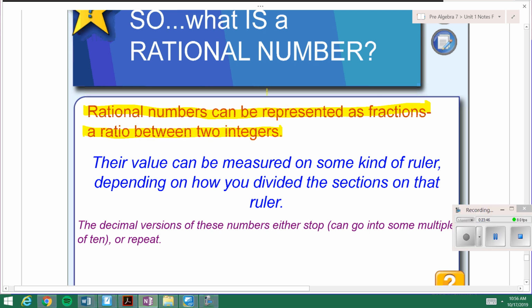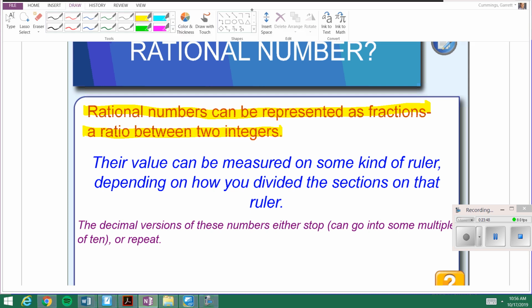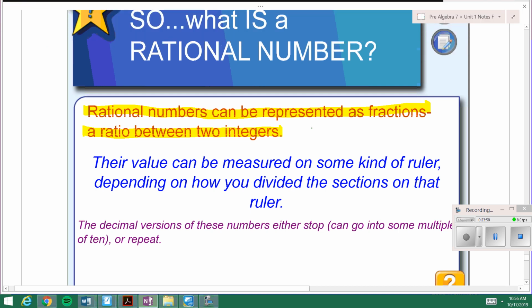So for example, the fraction 2/3 is rational because 2 is an integer and 3 is an integer. The fraction negative 281 over 5,000 is also a rational number because negative 281 is an integer and 5,000 is an integer. They have no fraction or decimal parts in them. So another way to think about it, since we got our rulers, is their value can be measured on a ruler, depending on how you divided up the sections of that ruler.